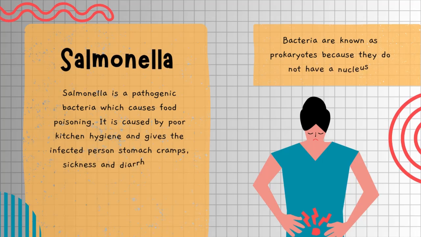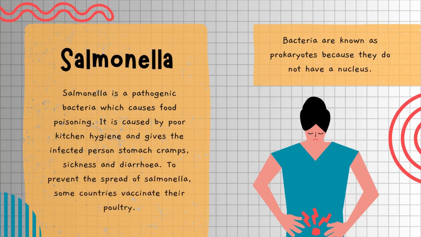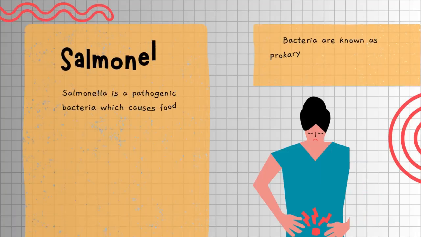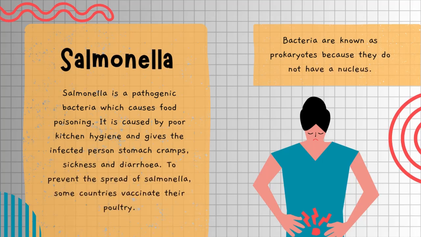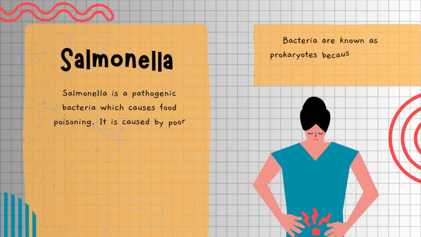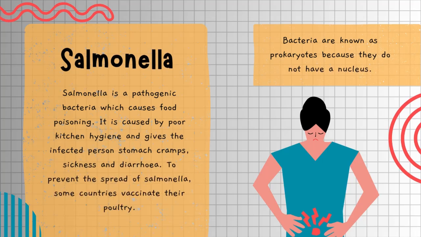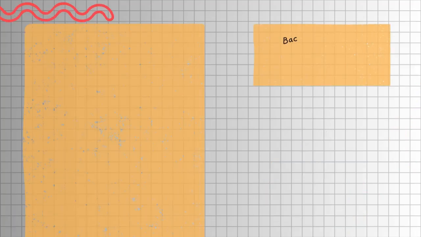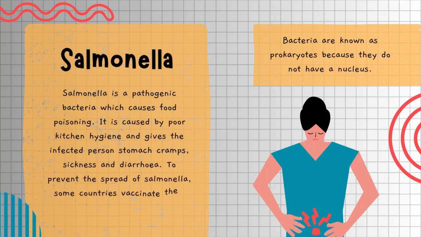Salmonella. Salmonella is a pathogenic bacteria which causes food poisoning. It is caused by poor kitchen hygiene and gives the infected person stomach cramps, sickness and diarrhea. To prevent the spread of salmonella, some countries vaccinate their poultry. Bacteria are known as prokaryotes because they do not have a nucleus.